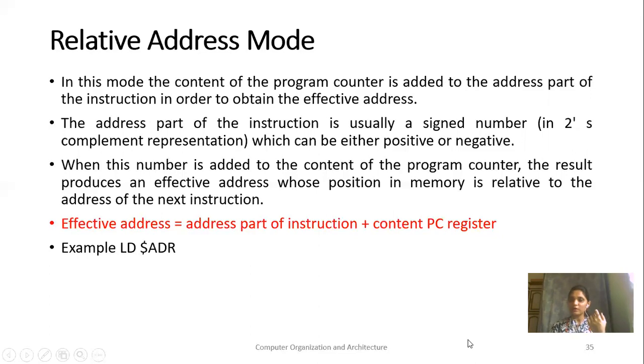So if your instruction is stored at the 100th location and relative to that the 50th location shows your actual data, what you have to do is add that 50 to 100, and so your address will be 150. To represent this, we will use the dollar sign. It tells the assembler that we have used relative addressing mode. You have to add this ADR field with the program counter to find the actual effective address.